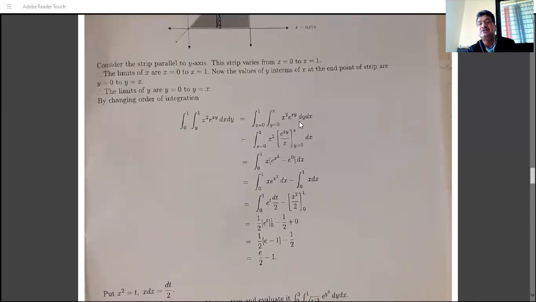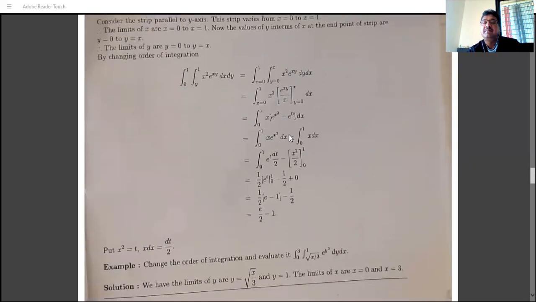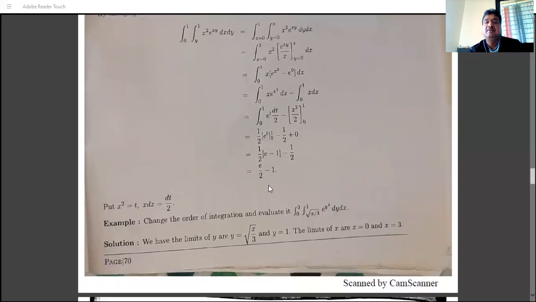Because integration is with respect to y, x is constant. So upper limit value minus lower limit value, and now e raised to 0 is 1. So the integration of x square by 2 from 0 to 1, and here the integration is by using substitution. Substitute x square is equal to t, and therefore x dx is dt by 2. We have e raised to t, and the limits are: as x tends to 0, t tends to 0, and x tends to 1, t also tends to 1. So the limits are the same, 0 to 1. Then the value at upper limit minus the value at lower limit gives this answer.